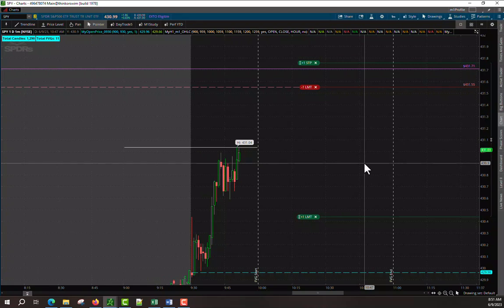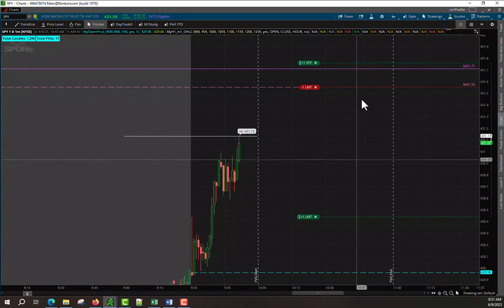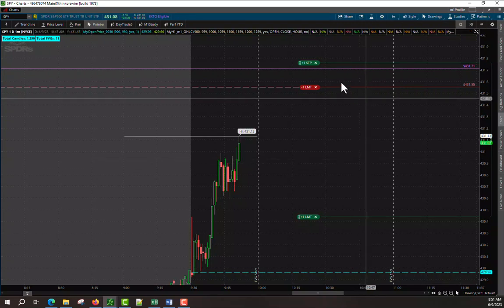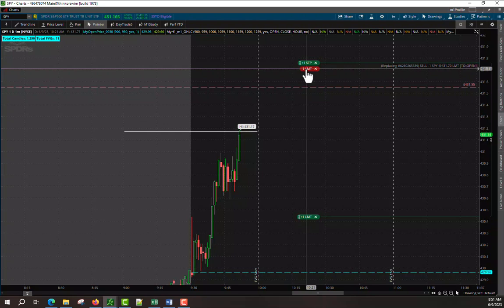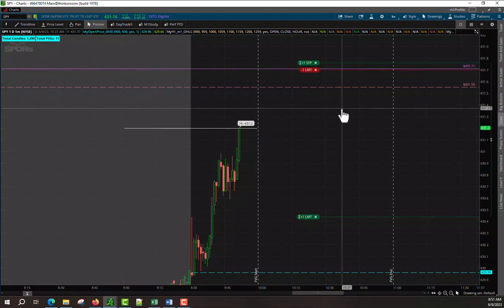So let's see. Let's see if we move our entry. If we move our entry up here, you see if the stop loss and the target profit are moving or not. No, it's not moving.